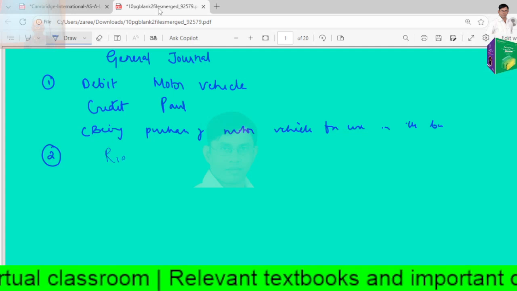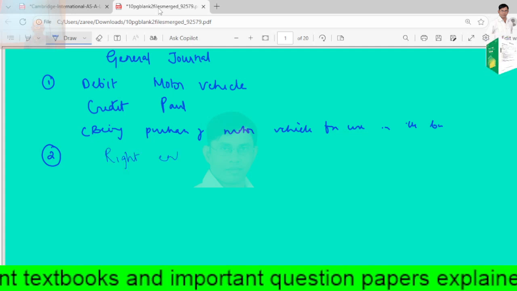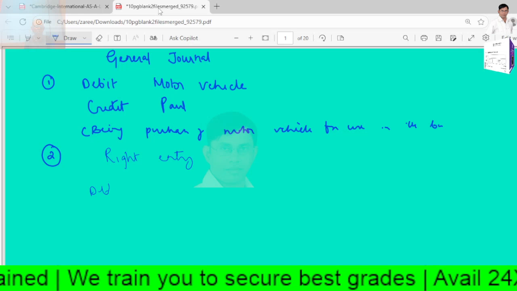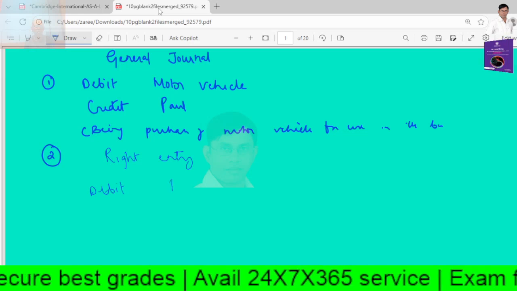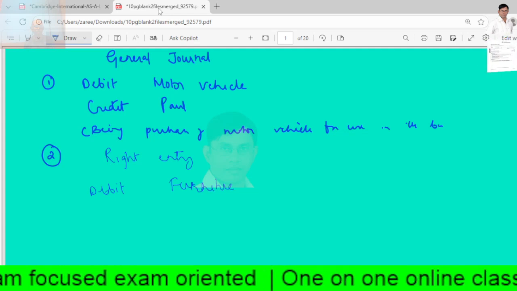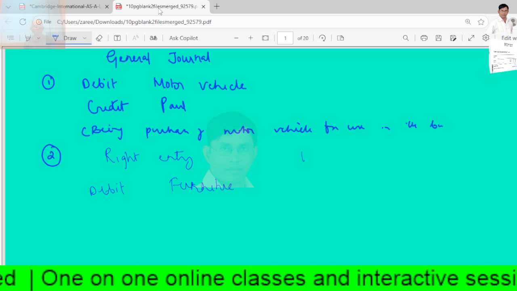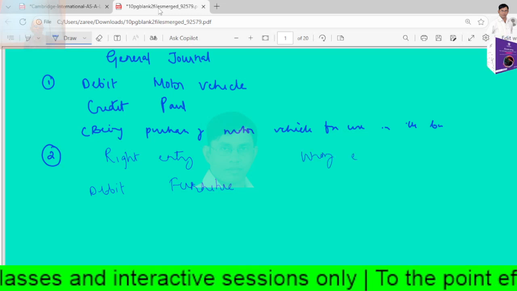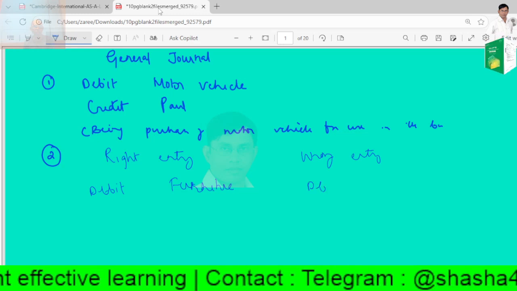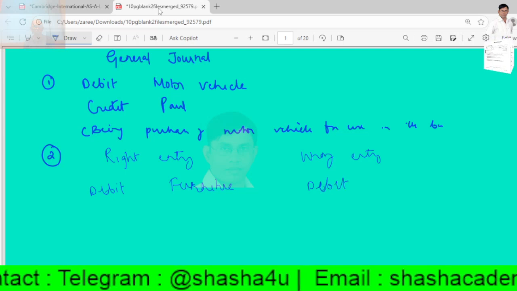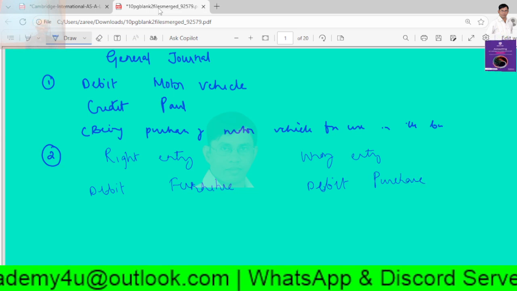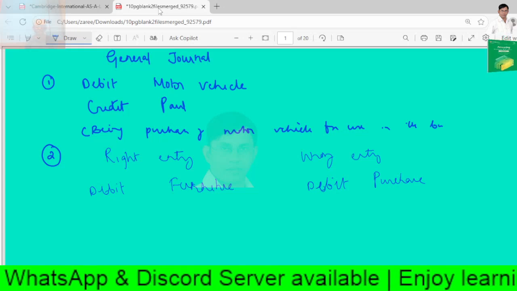So what is the right entry? The right entry is debit furniture. What is the wrong entry? The wrong entry is debit purchase. So the right entry is debit furniture and the wrong entry is debit purchase.